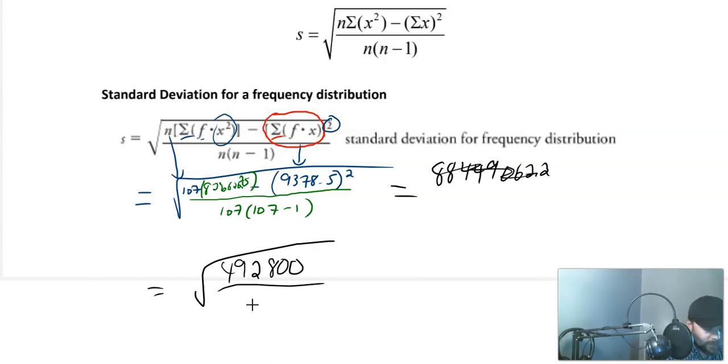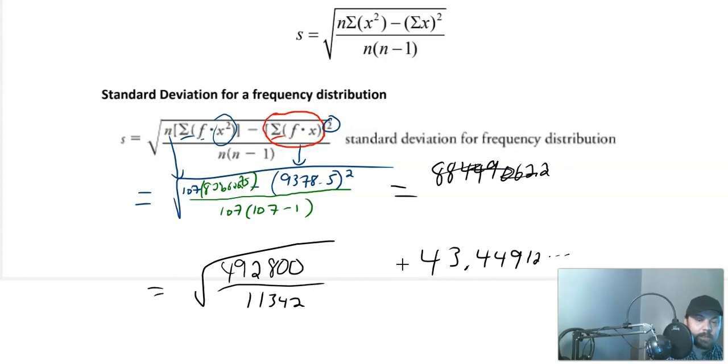All right. Over, let's clear that out. We're going to have 107 times 106, which is 11,342. And so we're going to take that 492,800 divided by 11,342, and we get 43.449, and it goes on beyond that. And sometimes if you're not careful, students will say, there's my answer.